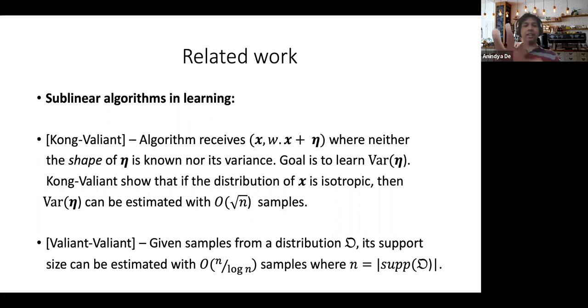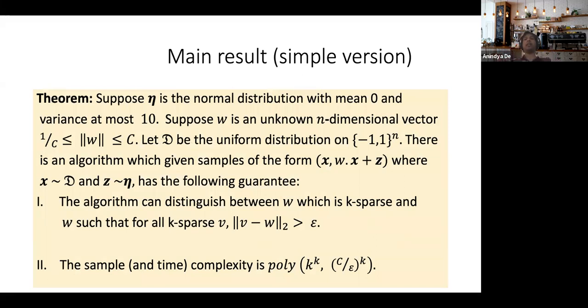Okay, there are other papers here, so let me not get into that. Now let me first state our main result, the simple version. Suppose I tell the algorithm that the noise distribution eta is a normal distribution with mean 0 and variance at most 10. And I tell you that w is an unknown n-dimensional vector whose 2-norm lies between 1 over C and C for some constant C.